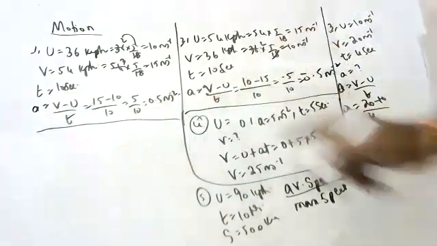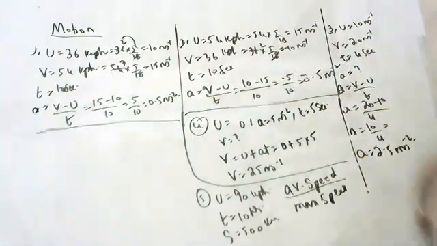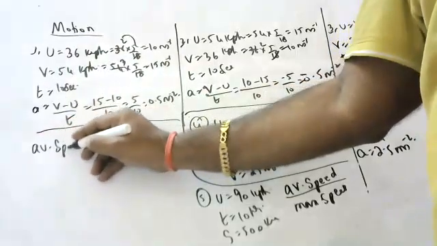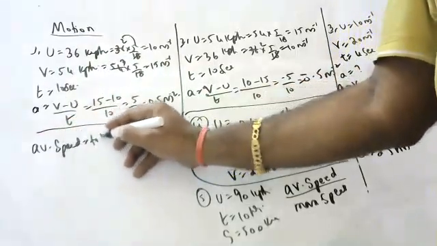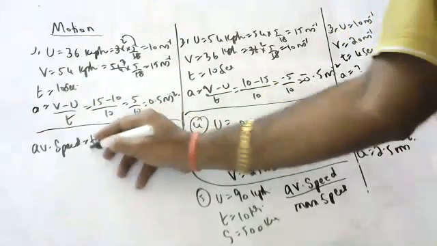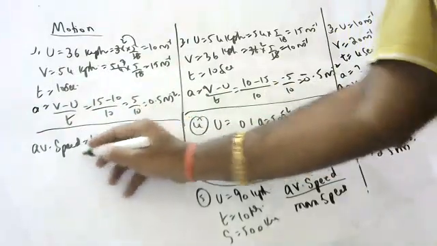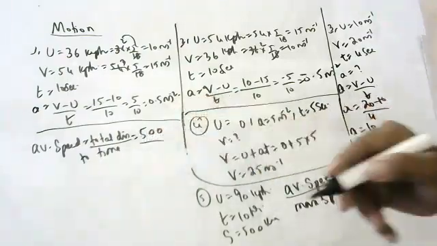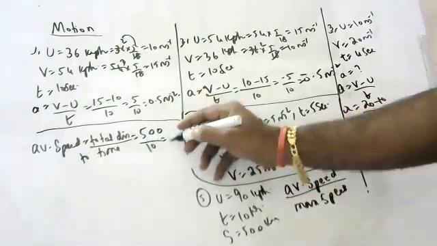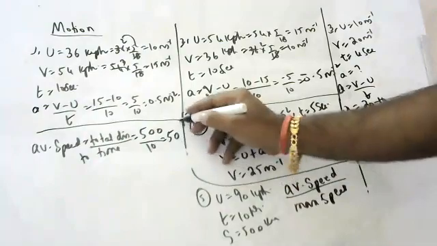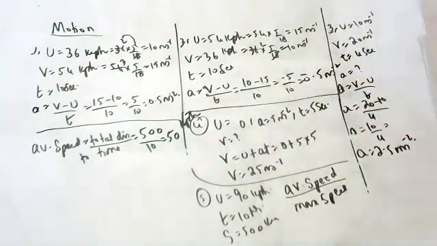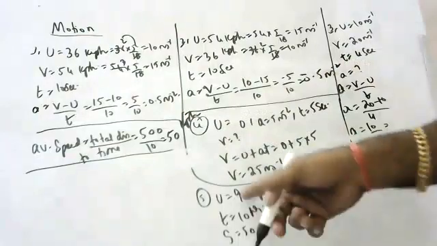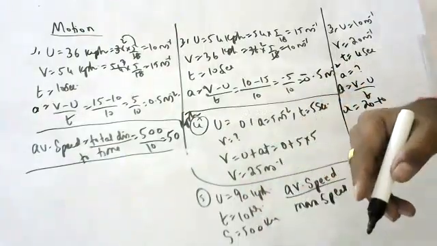What is average speed now? What is the formula for average speed? Total distance by total time. Yeah, average speed is equal to total distance by total time. Total distance is 500 kilometers. Total time how much? 10 hours. So how much is the answer? 50 kilometers per hour. Now what maximum speed is attained in this time?